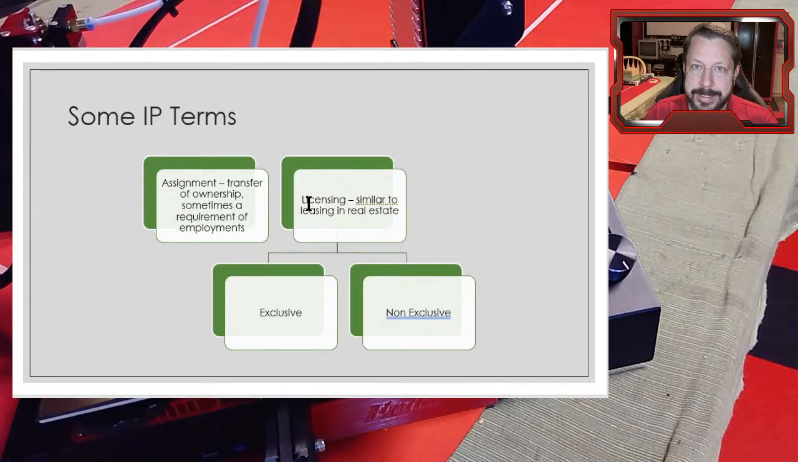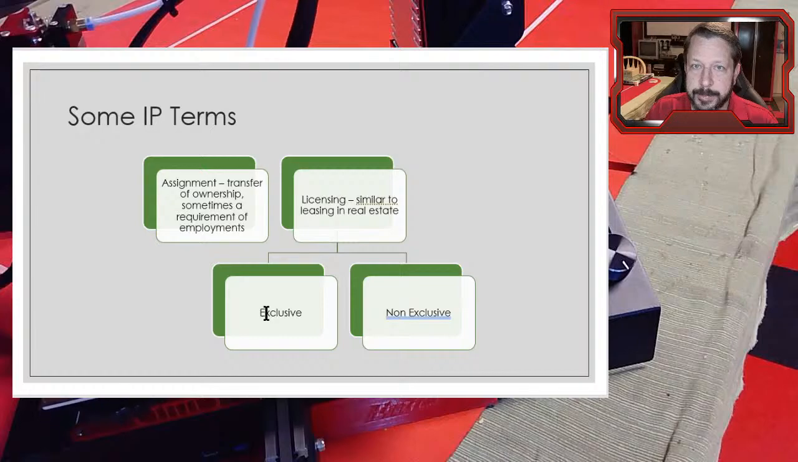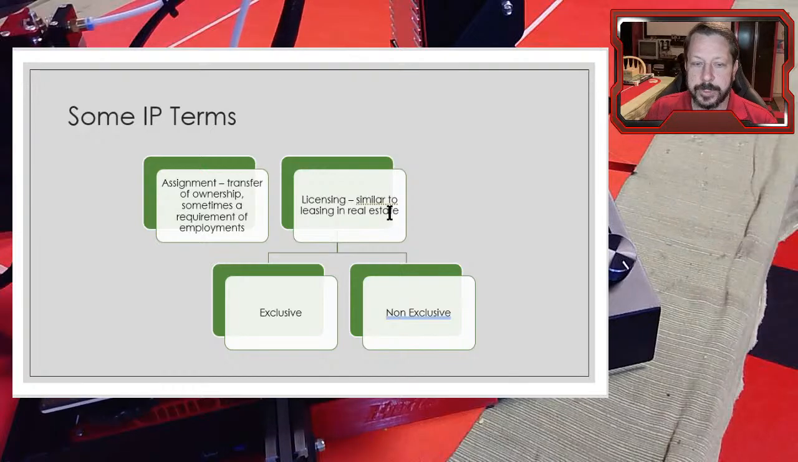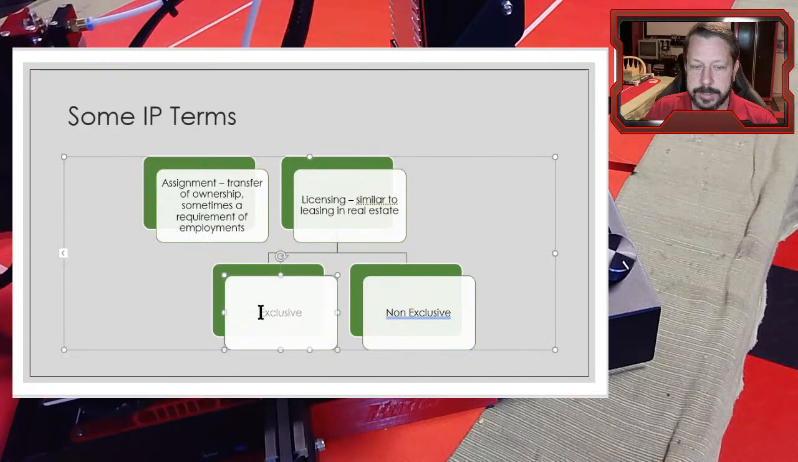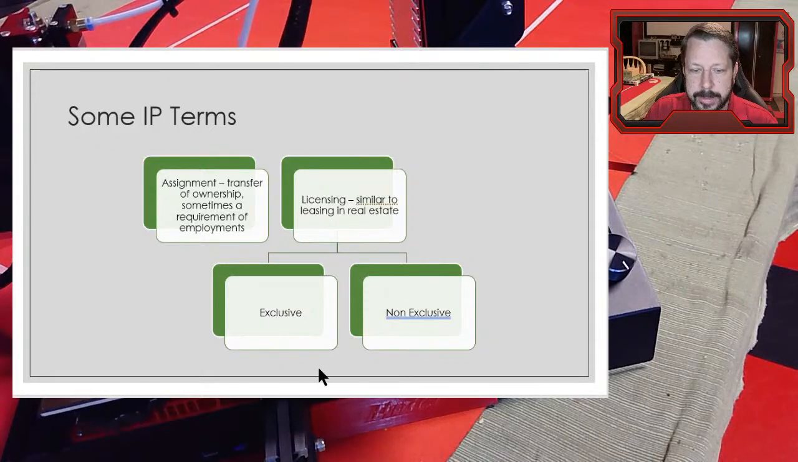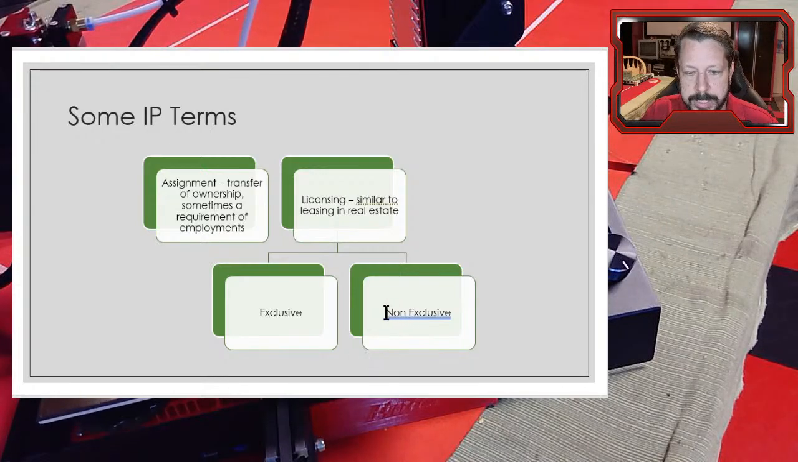Licensing is, once the patent exists, then you could exclusively license this patent to someone. It's kind of like leasing in real estate. So you own the house, but you're going to let other people use it. You could let just one person use it, and that's an exclusive. Only that person can live there. Or maybe it's got a lot of rooms in it, and you're going to let a lot of different people live there. So that's non-exclusive.